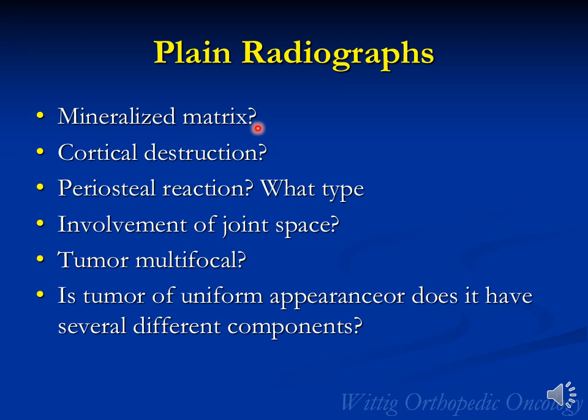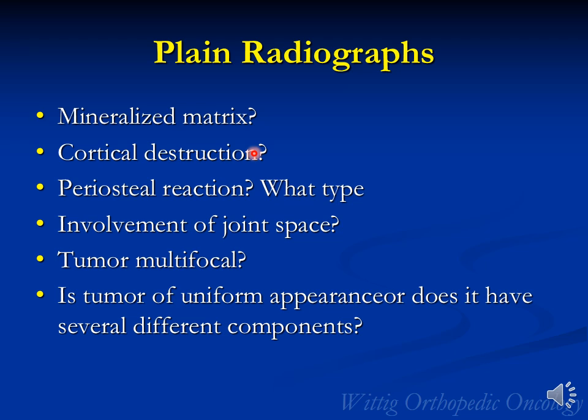Is there mineralized matrix? In other words, is the tumor or the cells of the tumor producing a matrix that's visible on an X-ray? This would come in the form of producing calcifications or ossification, which may help you place it in a particular category. Is there cortical destruction? Is there a periosteal reaction, and what type? So for instance, both benign and malignant tumors can penetrate the cortex and form a soft tissue mass. A benign tumor usually has an eggshell rim of calcification around the perimeter of the soft tissue mass, indicating that the periosteum is intact. Technically, this is a periosteal reaction.